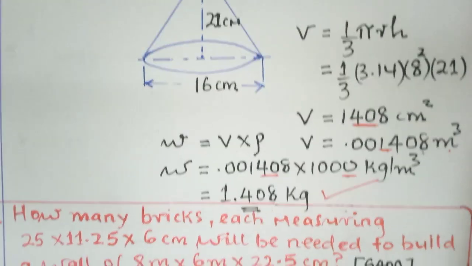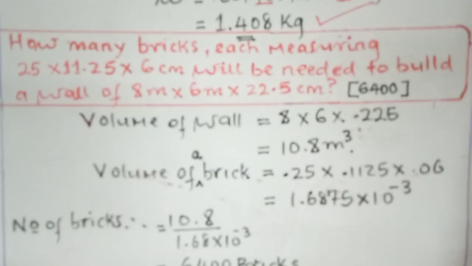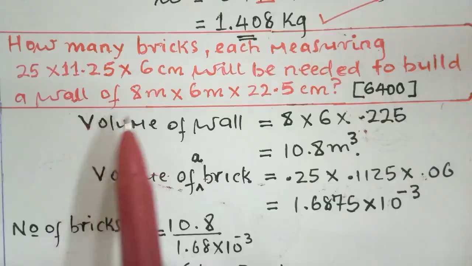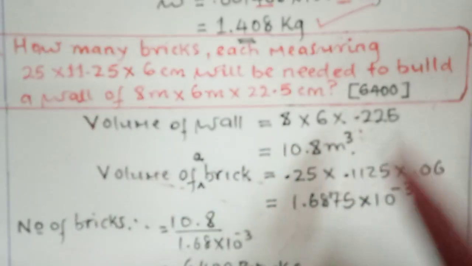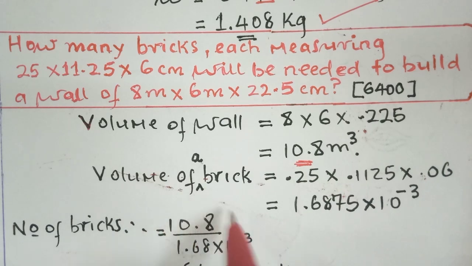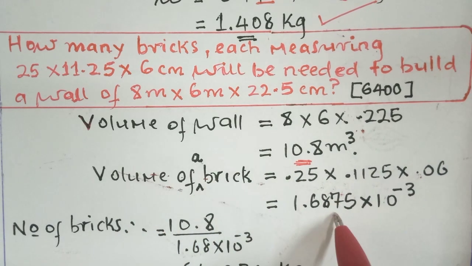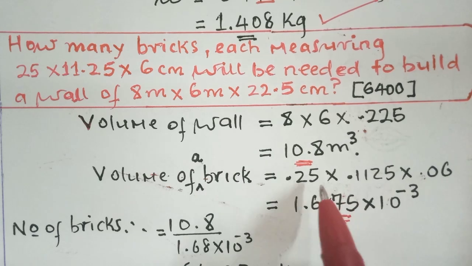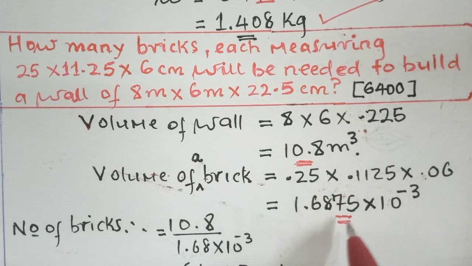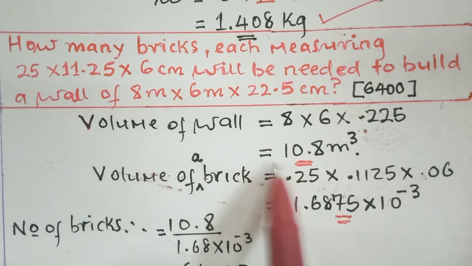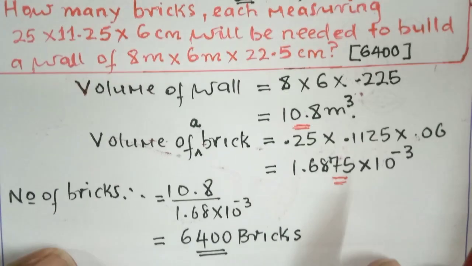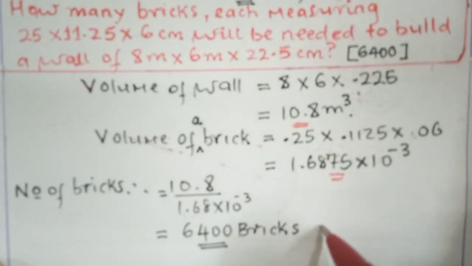Finally, guys, we have this. The question reads, how many bricks, each measuring that, be needed to build a wall of that? Volume of the wall, that is the volume of the wall, or where the bricks are going to fit. Volume of a brick, this is the one brick, because the volume is length times breadth times thickness. We get that. The same case with the wall. So when we divide that and that, we are going to be able to get the number of bricks now. And the bricks are 6,400 bricks.